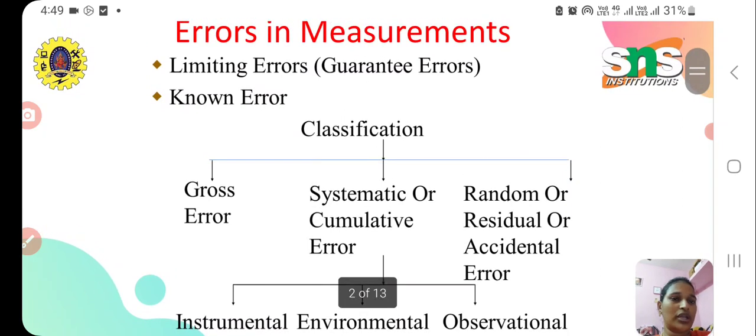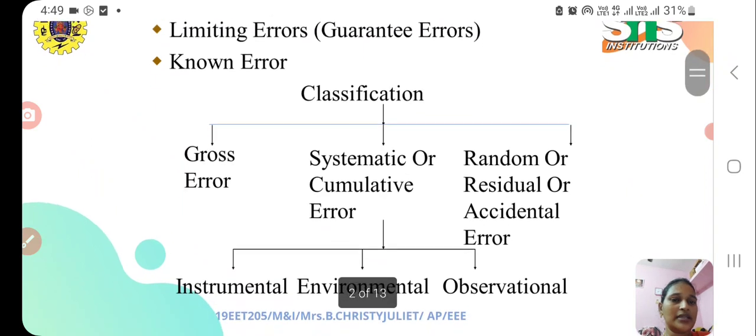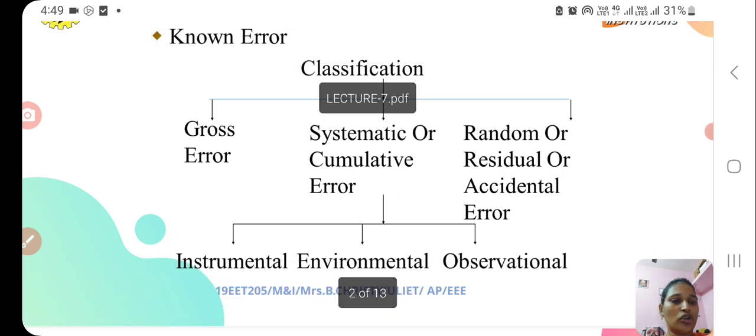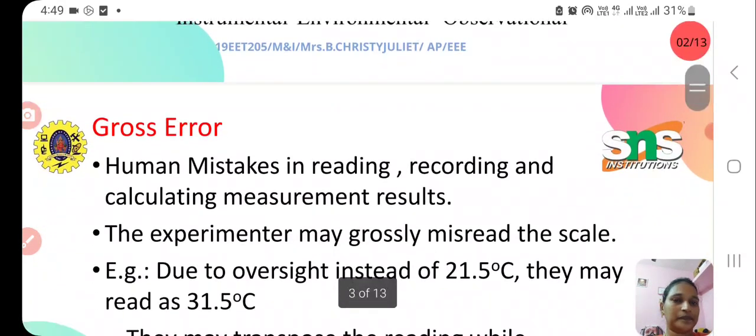The other one is known error. In general, the measurement errors are classified as gross errors, systematic or cumulative errors, and random or residual or accidental errors. So basically there are three classifications: gross, systematic or cumulative, and random or residual or accidental error. Again, the systematic or cumulative error is classified as instrumental error, environmental error, and observational error.